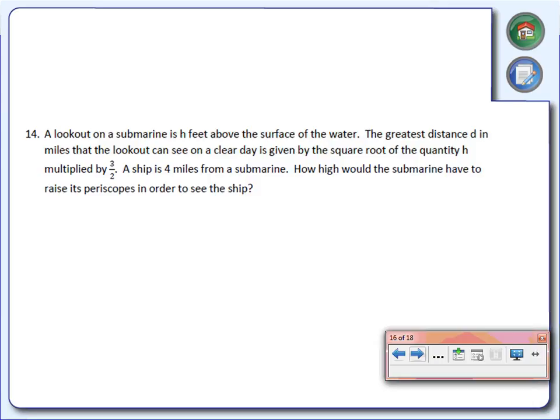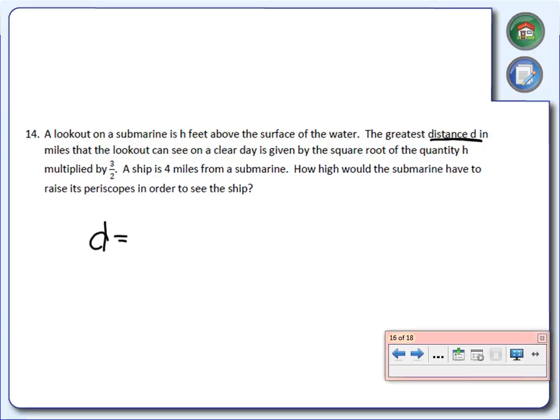All right, number 14. A lookout on a submarine is 8 feet high above the surface of the water. The greatest distance d in miles that the lookout can see on a clear day is given by the square root of the quantity h multiplied by 3/2. A ship is 4 miles from a submarine. They want to know how high would the submarine have to raise its periscope in order to see the ship. So we got to come up with an equation. And this equation that we come up with is going to give us the distance d.